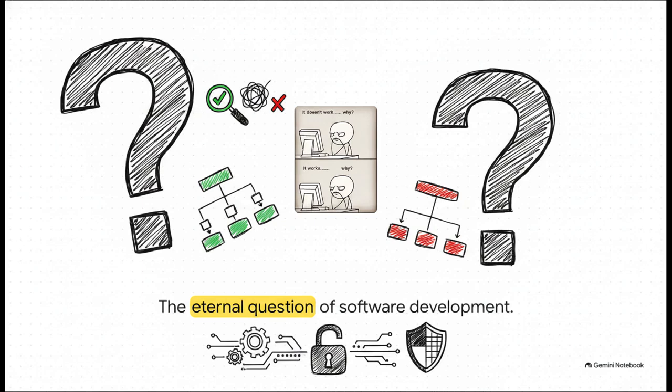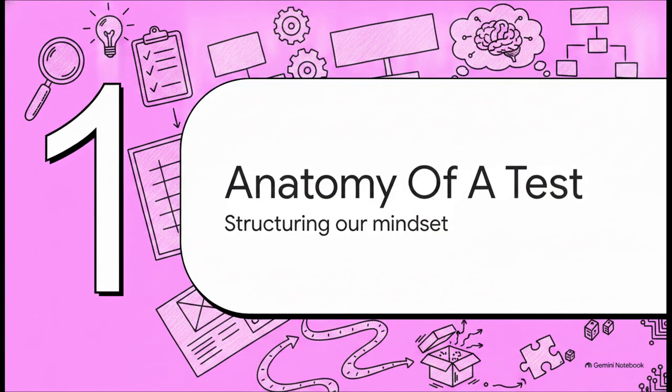And that perfectly sets the stage for why structured, objective testing is absolutely critical. We need to know exactly why something passes or fails. Okay, let's dive into Section 1, Anatomy of a Test.